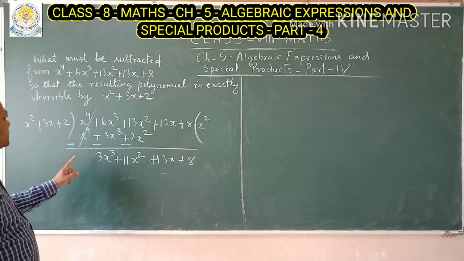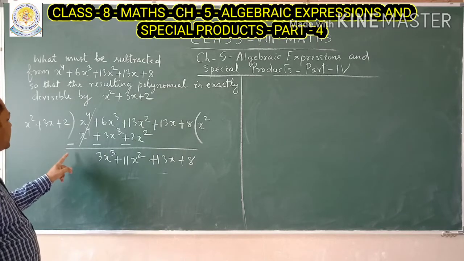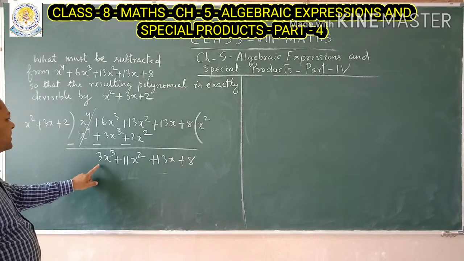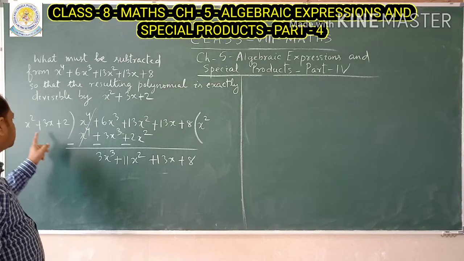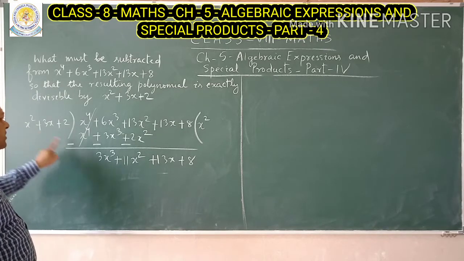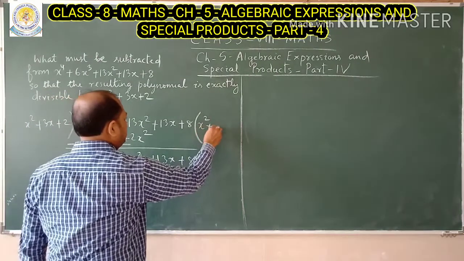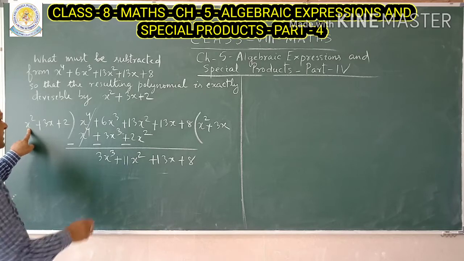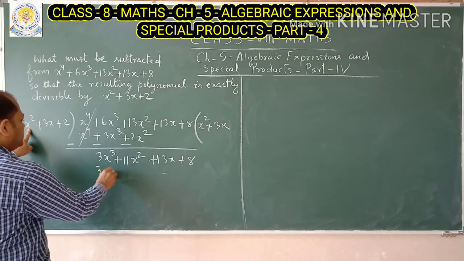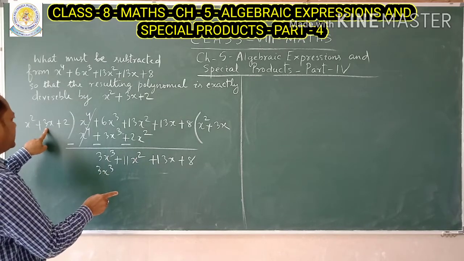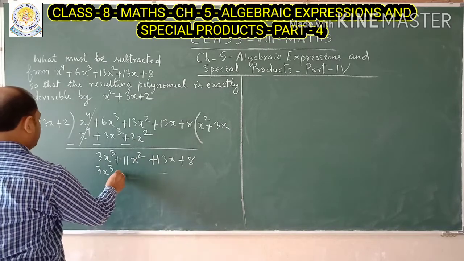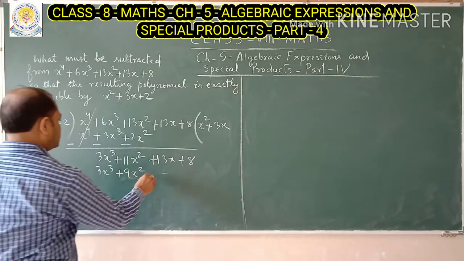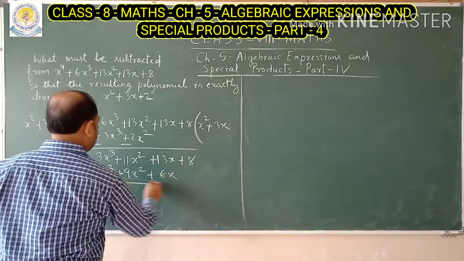So now what is the first term here? 3x to the power 3. So now our aim is to see how we will get the first term. Which term do you multiply with this divisor so that we get 3x cube? That is 3x. If you multiply 3x with x square, you will get this 3x cube. So write here 3x and multiply with the divisor. 3x into x square is 3x cube. 3x into 3x, we are getting 9x square. 3x with 2, we are getting 6x.